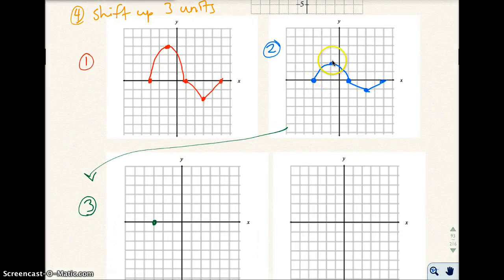So this point, reflected across the x-axis, stays where it is. This point would now go down here. Okay, so negative 1, negative 2. This point would stay where it is. This point would reflect across the x-axis. It would go up here now. This point would stay on the x-axis right there. I have a curve right here, and I have the point.